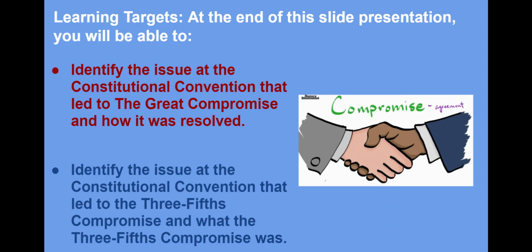There are 2 learning goals for this lesson. The first is to identify the issue at the Constitutional Convention that led to the Great Compromise and how it was resolved. The second is to identify what led to the 3/5 compromise and explain what the 3/5 compromise was.